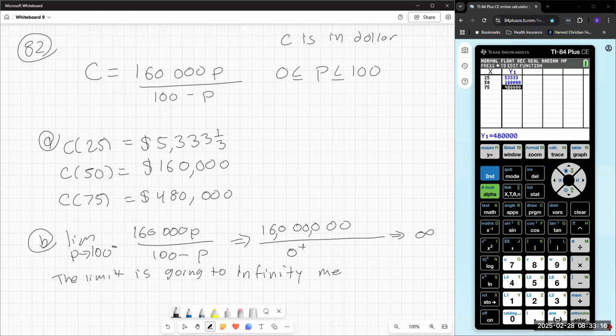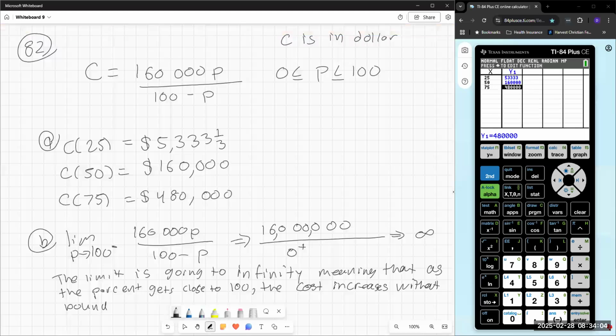Meaning that as the percent approaches 100, say it gets close to 100, the cost increases without bound. All right, that was number 82.